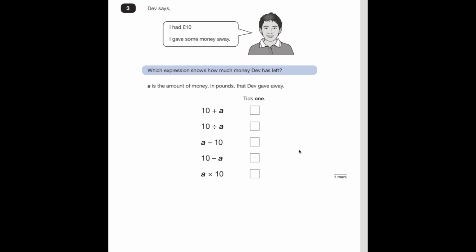Number 3, Dev says, I had £10, I gave some money away. Which expression shows how much money Dev has left? A is the amount of money in pounds that Dev gave away. So we started with 10, so that should be the start of our expression, 10, and he's giving money away, so he's obviously losing money, he's subtracting money. So the one that would be correct is this one here, 10 minus A.